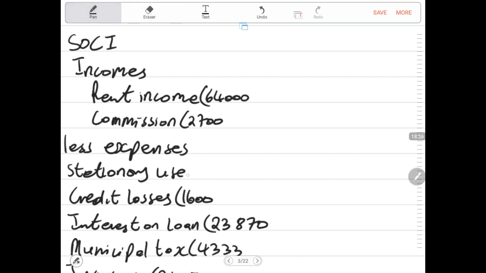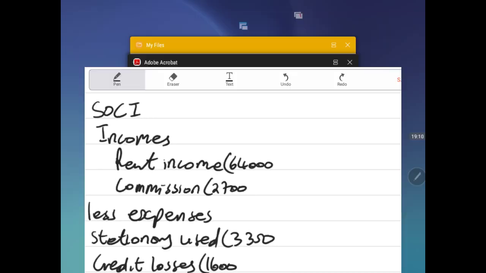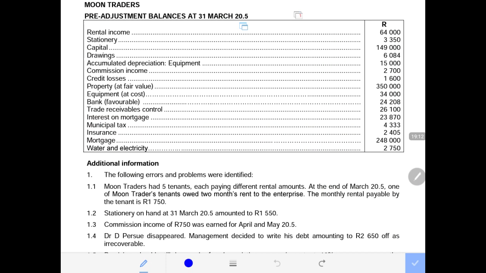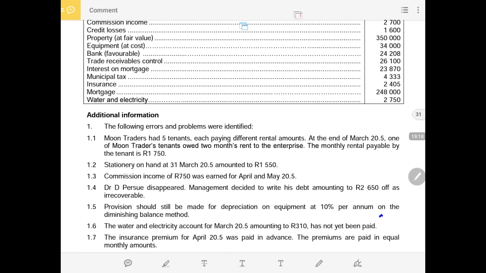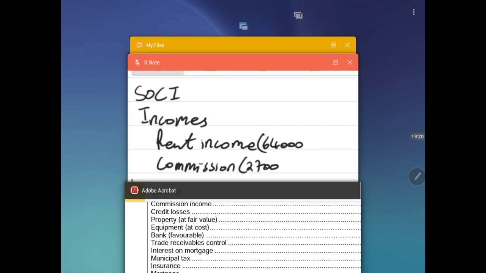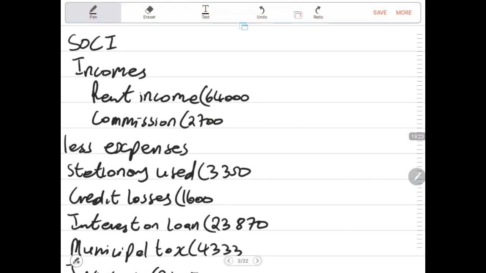Stationery used, which is 3,350, because we want to know how much stationery was used. This stationery is the one that was purchased during the year. Then we need to know how much was used or how much was left, so that we can calculate how much stationery was used. Then we go to the current assets. We are still waiting for the inventory from the adjustments.